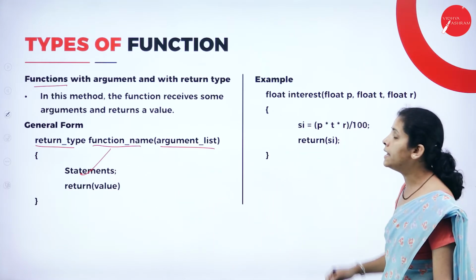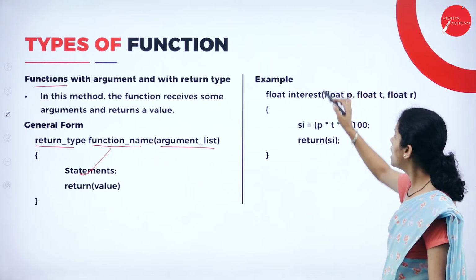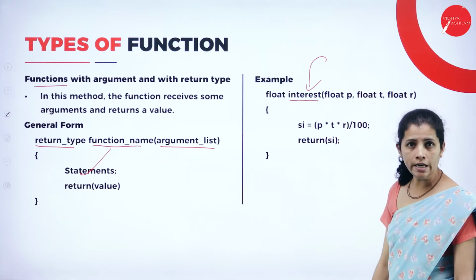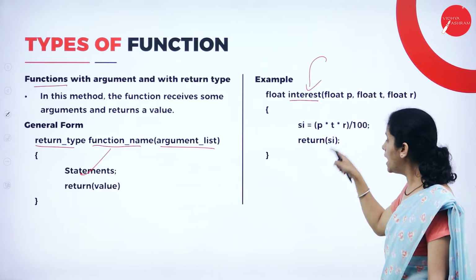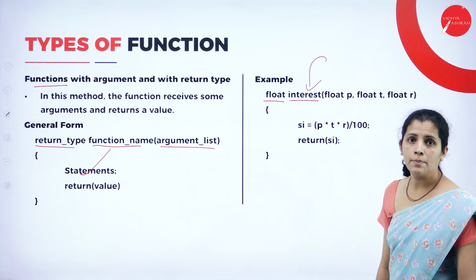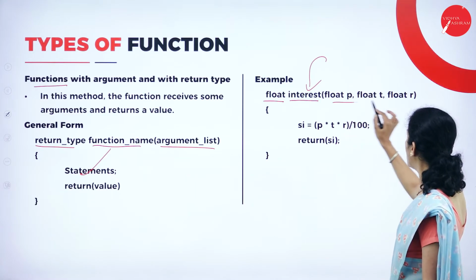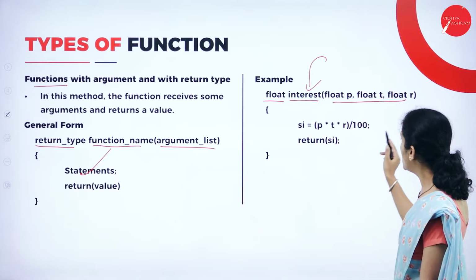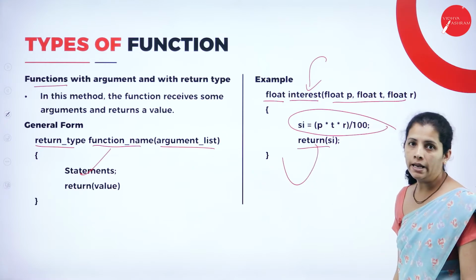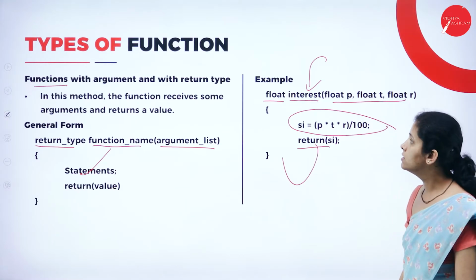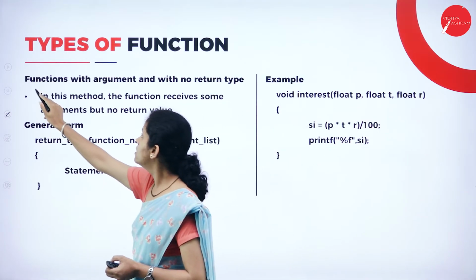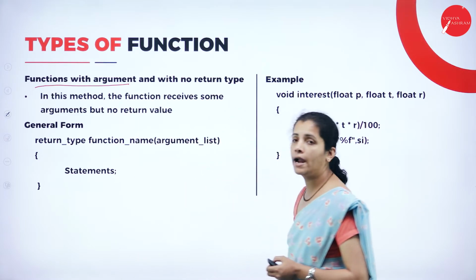Now, this is the simple example I'm going to have. That is, I want to find the interest. So, what is my function name? It is interest, and I'm going to return the value. And what type of value? It is float. For that reason, my return type here is float. And I'm going to have the set of arguments. Now, I'm going to perform the calculation, and at the end, I'm going to return the simple interest to the calling function.